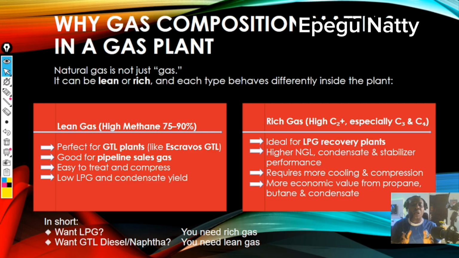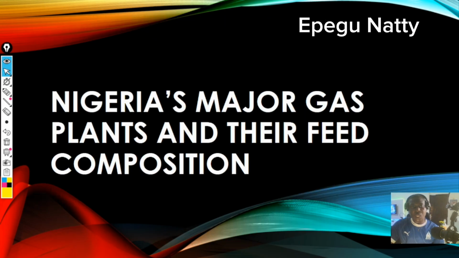So, but then if you want GTL, diesel or naphtha, then what you need is a lean gas. Or if you just want your plant to just compress your lean gas and then send it out, then what you need is lean gas. Hope you understand this. This slide is very, very important. Okay, so let's move forward.